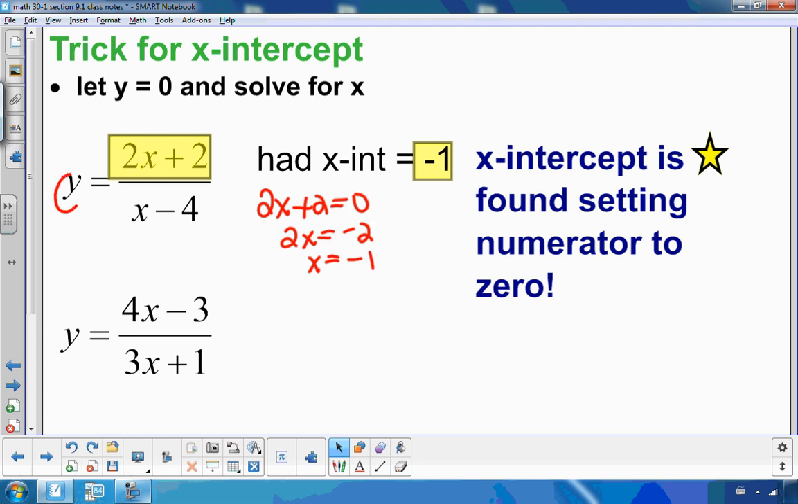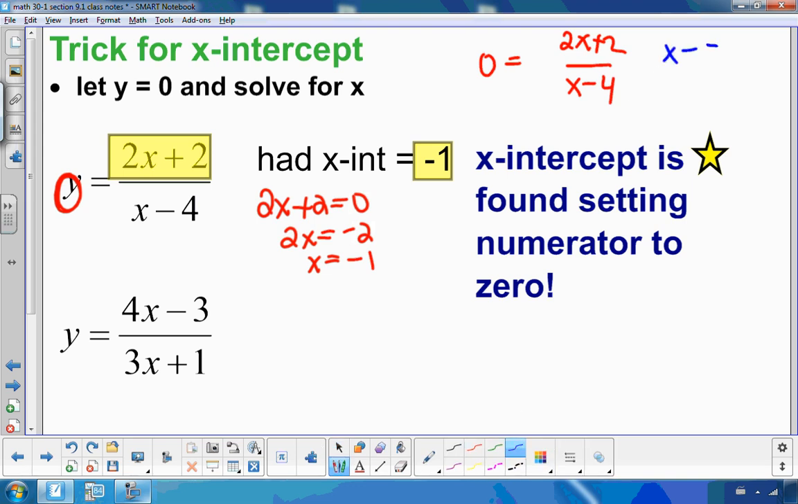If I have an x-intercept, I let y be 0 and solve for x. So if I have this equation 0 equals 2x plus 2 over x minus 4, the very first thing I'm going to do to solve this is multiply both sides by x minus 4, and then look what you have here. X minus 4 times 0 is just 0. So you're left with 0 equal to the numerator. So to save me all of those steps, I just set my numerator equal to 0.